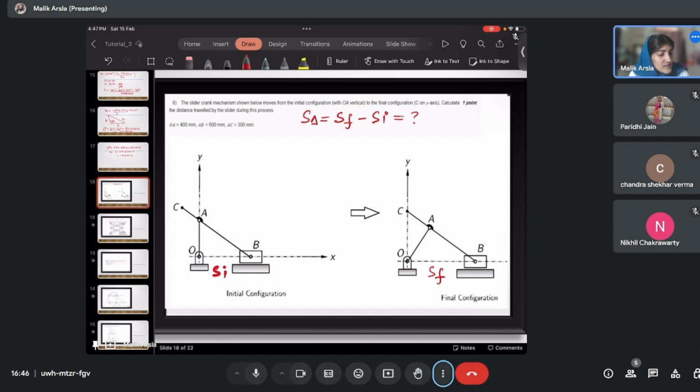OA has been given as 400, AB has been given as 600, and AC has been given as 300. Here you can clearly see S initial can be figured out very easily. It can be done by the Pythagoras theorem. It's 600, it's 400. So you can calculate S initial. Then here you have to calculate S final. So first tell me the value of S initial, what you are getting for S initial.